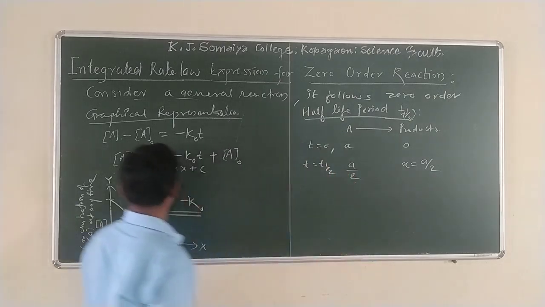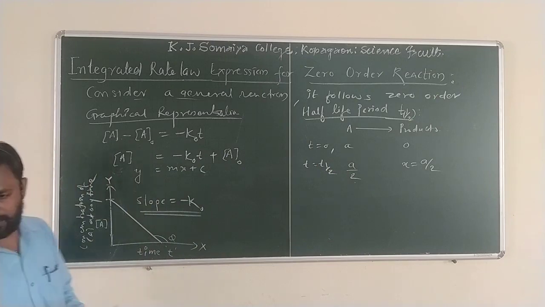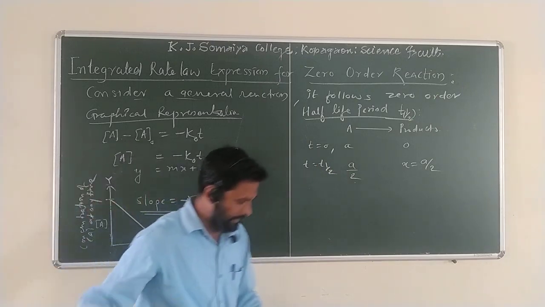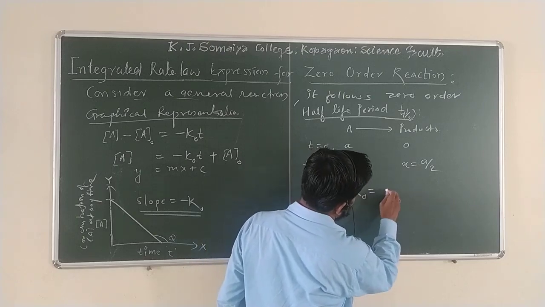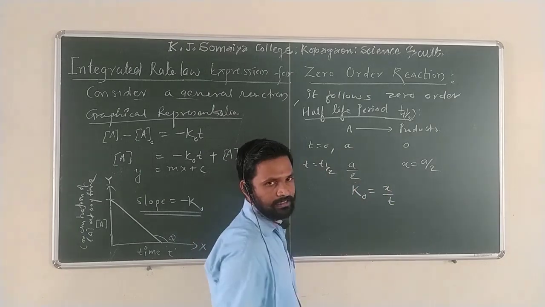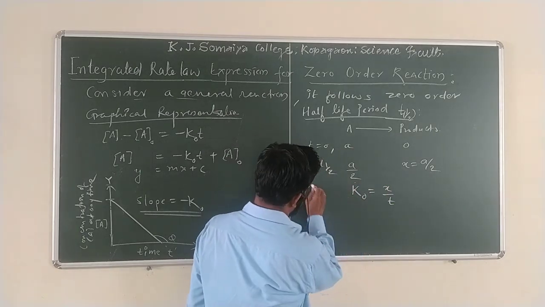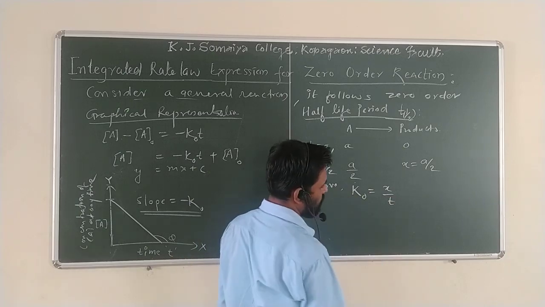Now substitute the values into the equation we obtained, equation number 5, as well as the rate constant for a zero order reaction. We have already seen K0 equals x upon t. We already studied this equation, the rate constant for a zero order reaction. Now what do we have to do?